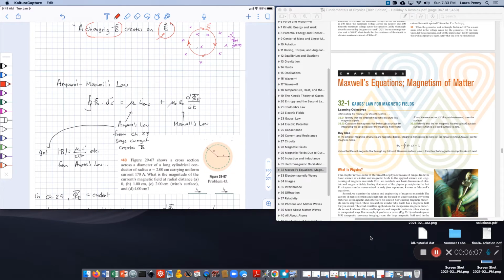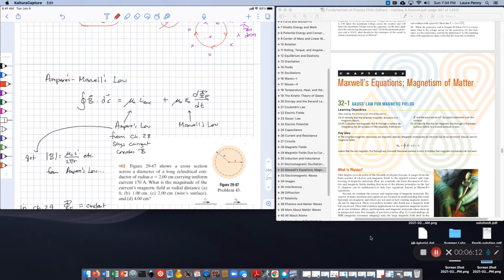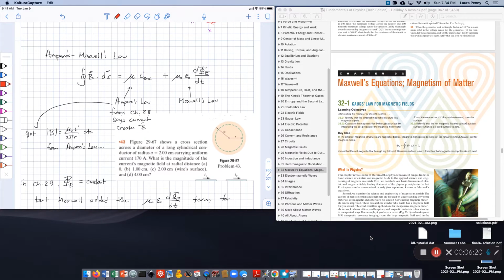The third one we've done part of. So we had Ampere's law, which we saw back in chapter 29, and we used Ampere's law to determine all kinds of things like this. But Ampere's law essentially says that if you have current, it's going to create a magnetic field, right?